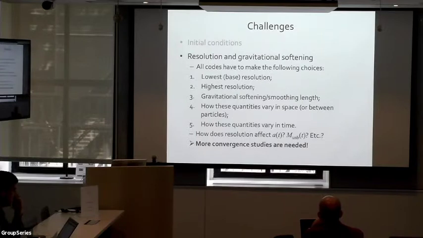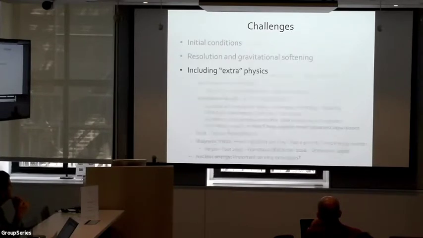And so all the codes have to consider what lowest base resolution to use, highest resolution, gravitational softening or smoothing lengths, how these quantities vary in space or between the particles, and how they vary in time. That's basically what we need to figure out, and how these things affect all the various quantities we're trying to measure. And then finally, the extra physics.